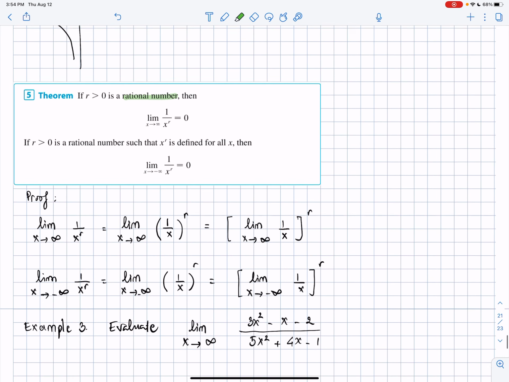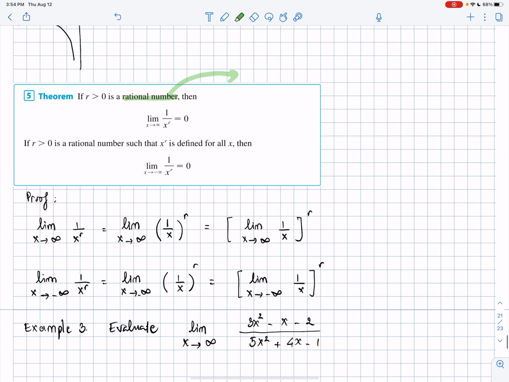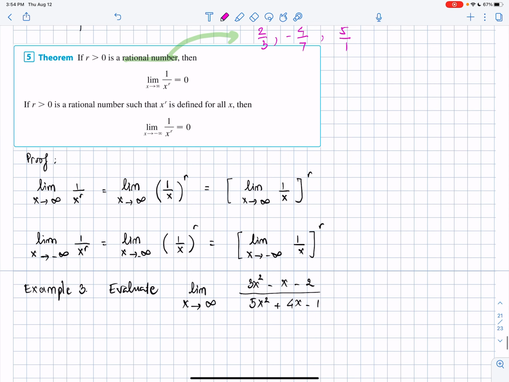So we have the limit of 1 over x to the r. Oh, by the way, a rational number is like 2 over 3, like negative 4 over 7, or 5, which is like 5 over 1. So they are all rational numbers. So we have 1 over x to the r. In algebra, this means 1 over x, the whole thing to the power r.